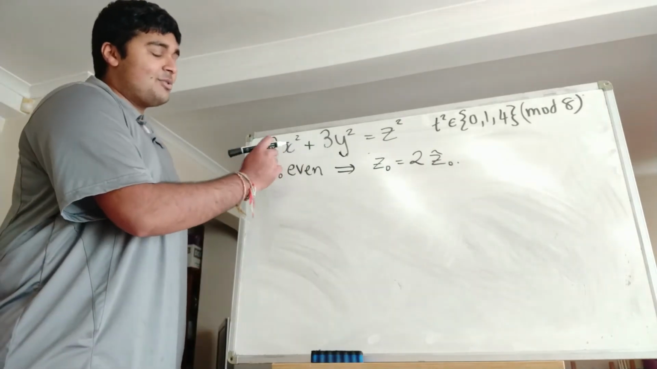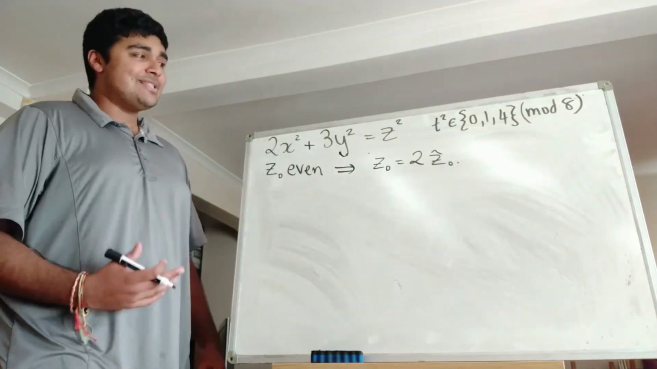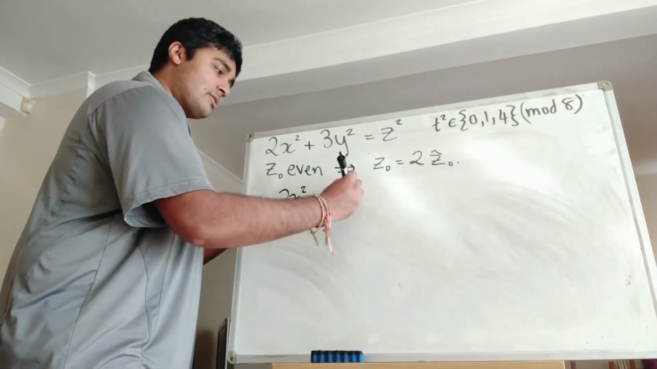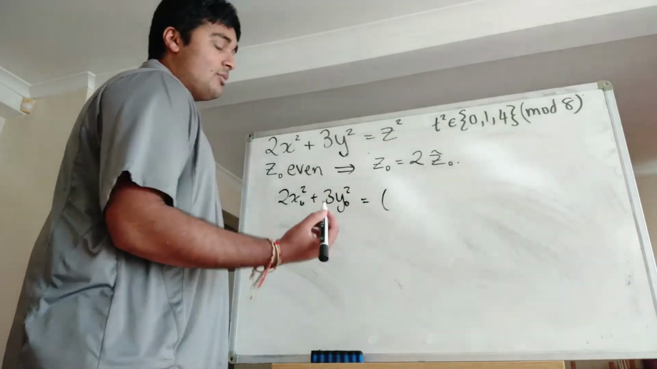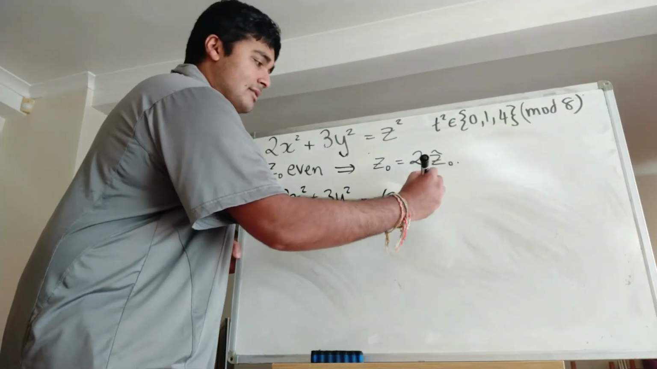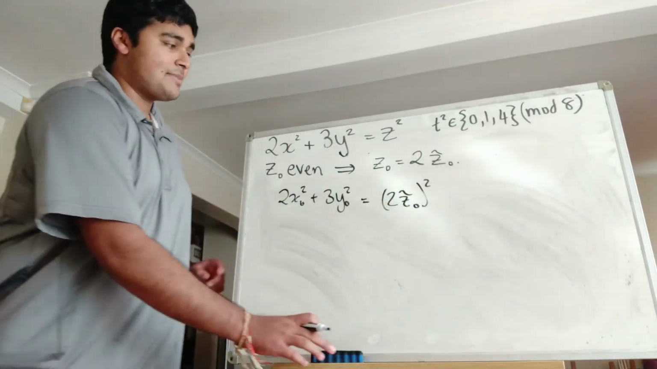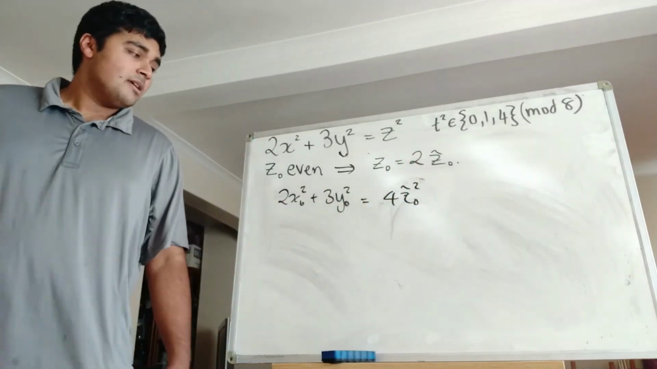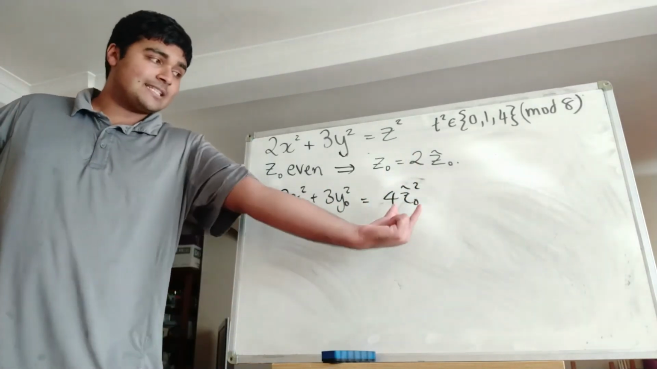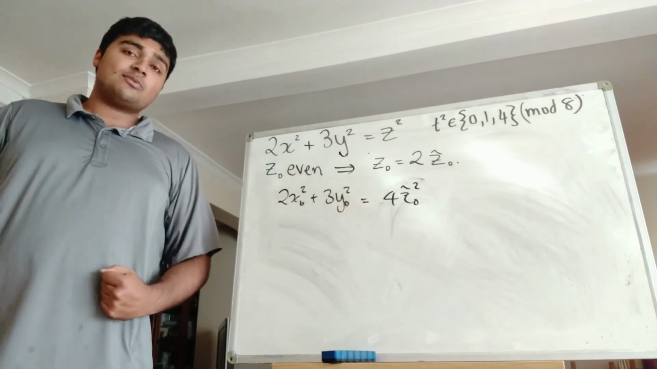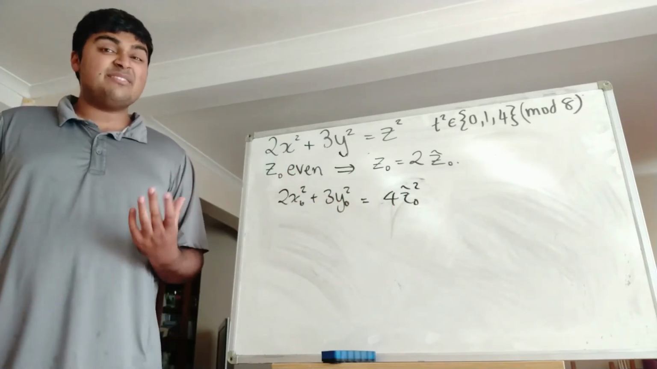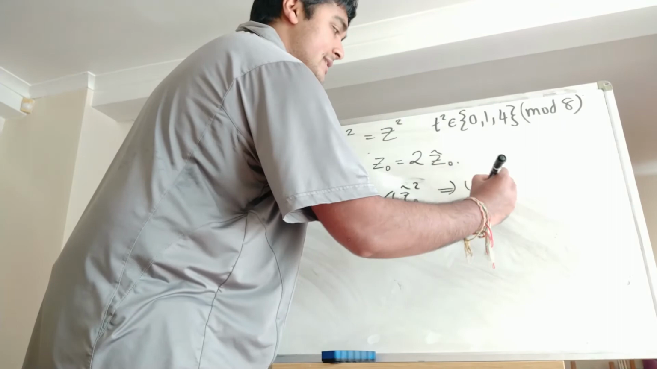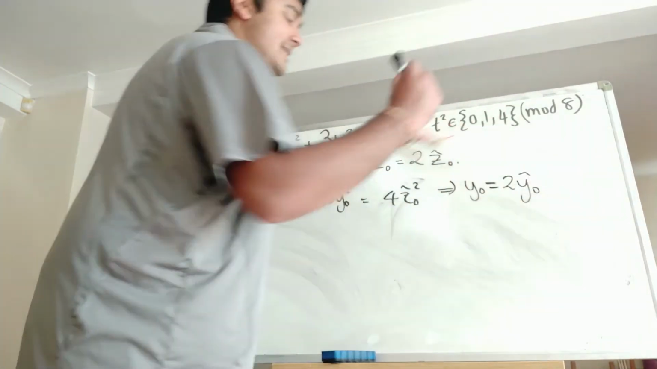Of course we have 2x0 squared plus 3y0 squared equals z0 squared. So just plugging that in, we get 2x0 squared plus 3y0 squared equals, now z0 squared is just 2 z tilde 0 squared, and if we expand this out, this is just 4 z tilde 0 squared. But then this is even, this is even, so that must mean 3y0 squared is even, so that means that y0 squared must be even. So in particular y0 must be even as well. So this implies that y0 is even, so y0 equals 2y tilde 0.